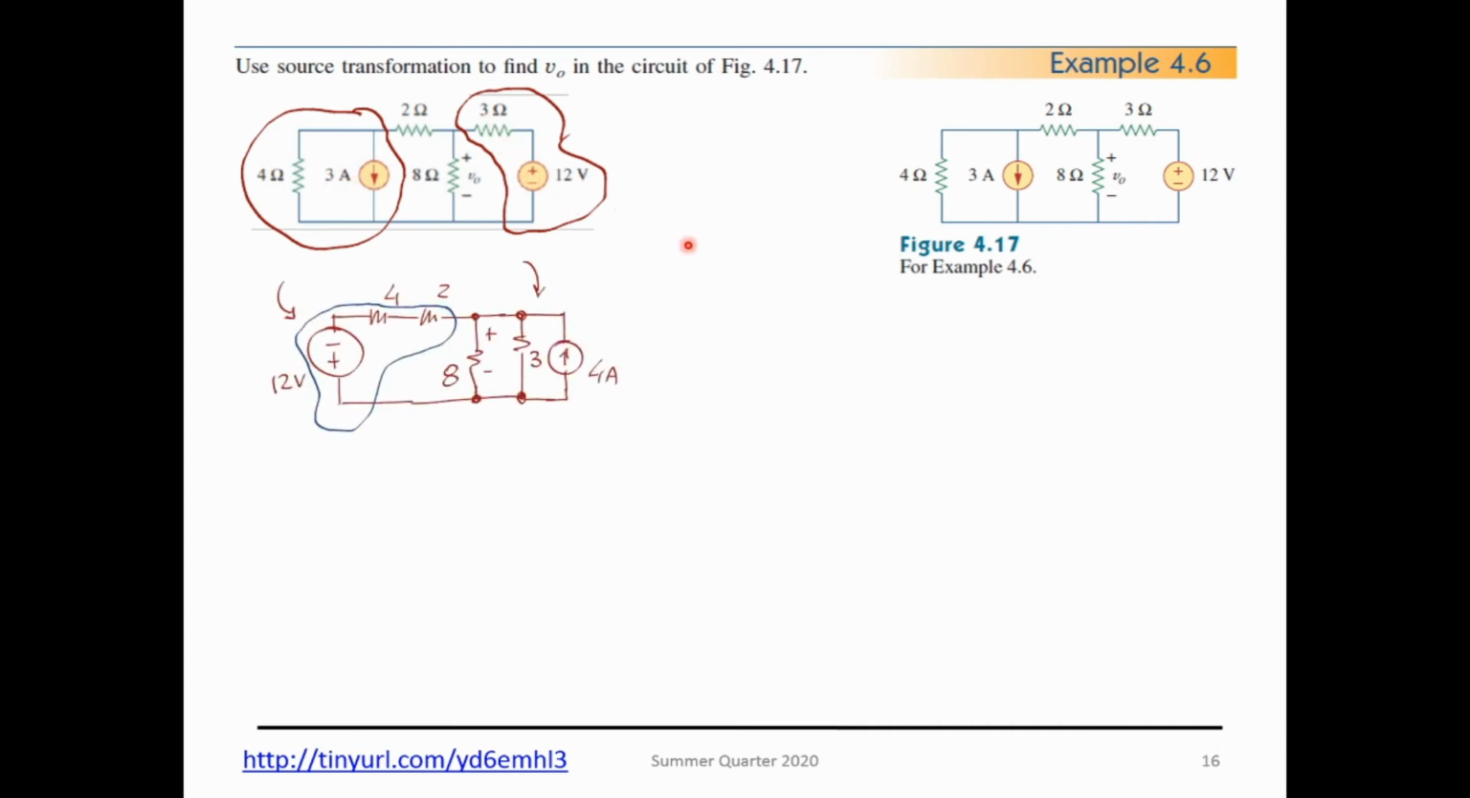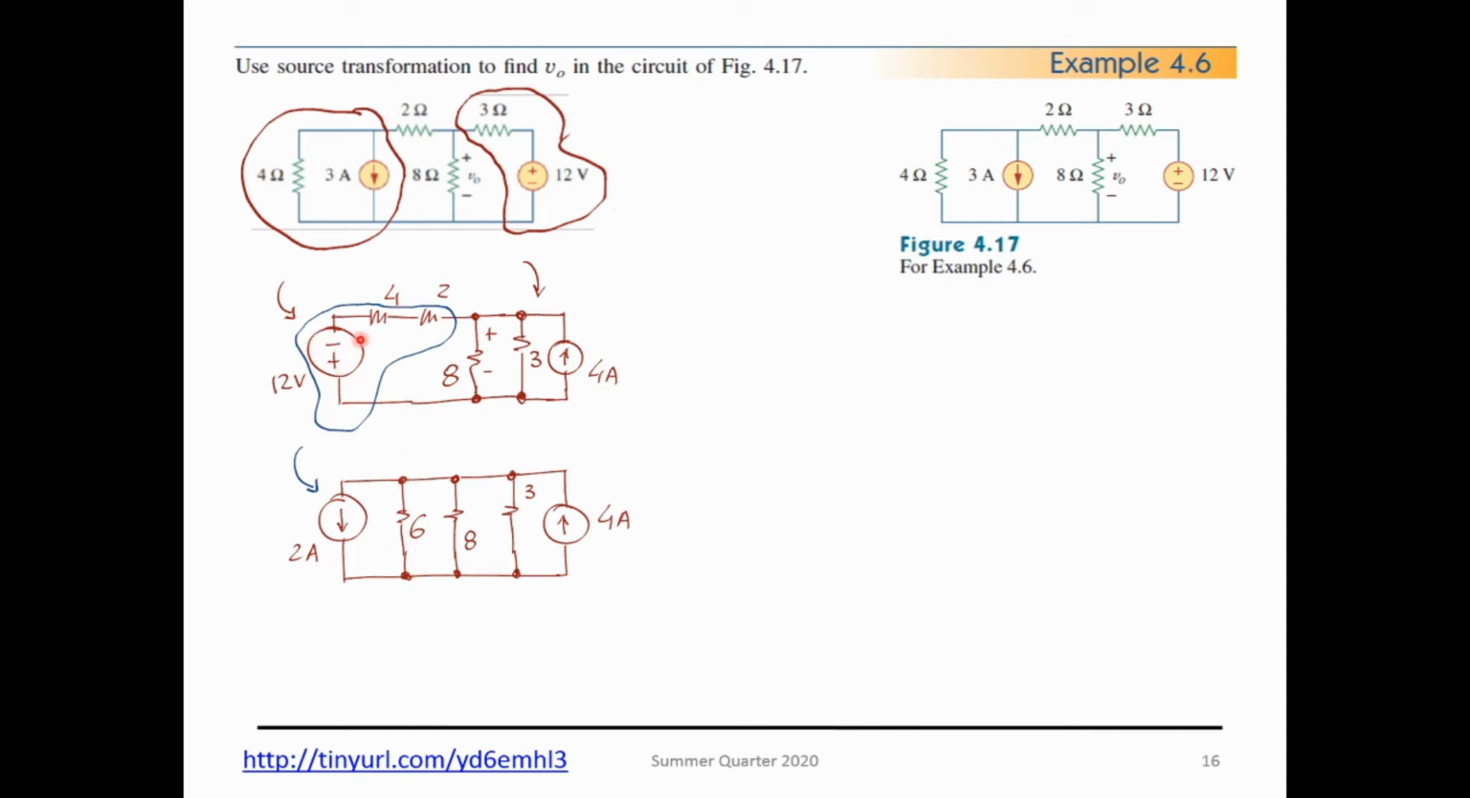If I do that, that 3 becomes in parallel, and the 12 volts divided by 3 gives you 4 amps, and here 3 times 4 gives you 12 volts, and the 4 ohms becomes in series with 2. Notice over there that I have another source transformation that I can do. 4 plus 2 gives you 6, and then I put it in parallel.